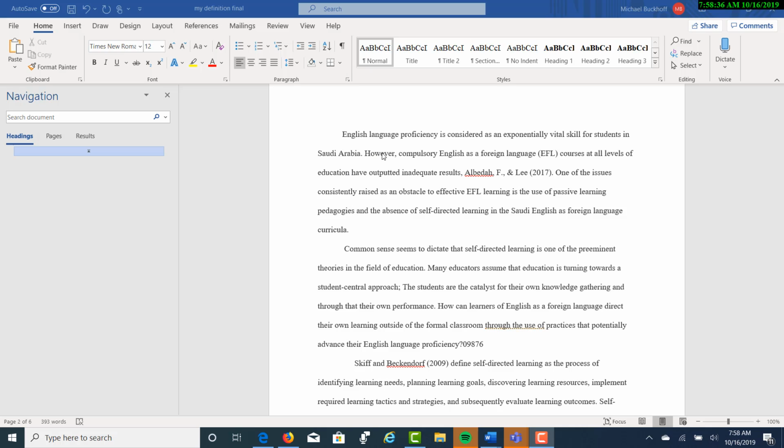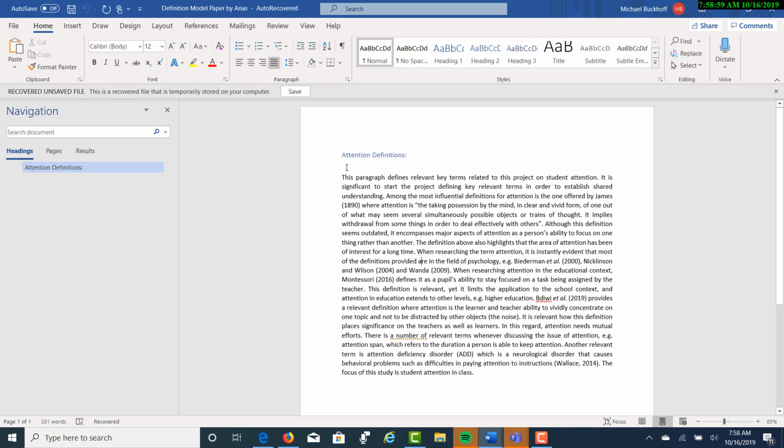So if you look at these first two paragraphs here, you have English language proficiency is considered an exponentially vital skill for students. You have common sense indicates many educators assume education turning toward a student-central approach. You're taking too long to get to your definitions here, right? You do get to it in the third paragraph. However, if you look at the sample that Anas shared with you guys.